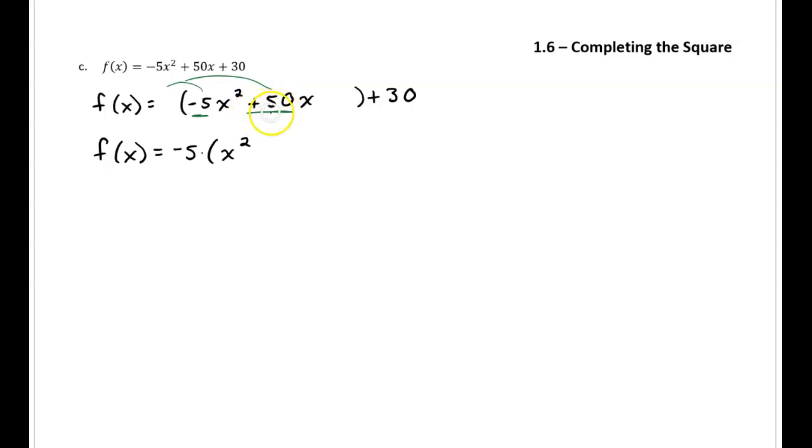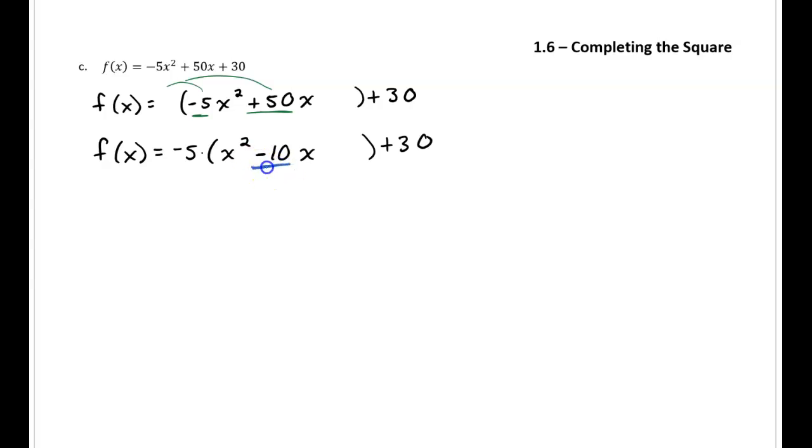But negative 5 taken out from this 50, right? The 50 divided by negative 5 will give me a negative 10x plus that 30. Okay, so we factored out the 5, we factored out the negative, to get this x squared. That's the only way this process works. Okay, now let's go to the process.